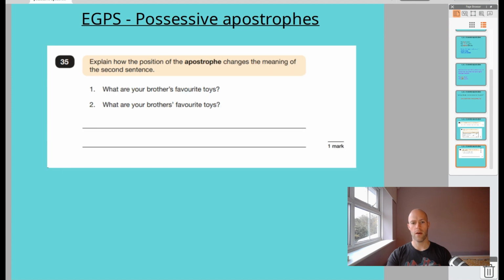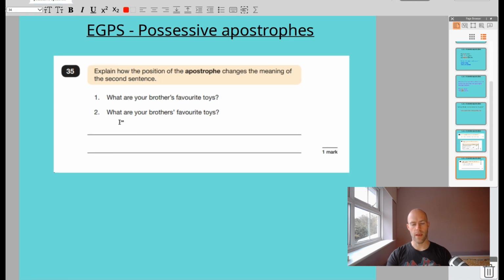I should give myself a mark up there and another mark up there. Well done me. Final one is going to involve some quite specific writing here. So many people get this wrong, even though they know the answer. So look very carefully at this one. It says, explain how the position of the apostrophe changes the meaning of the second sentence. So in sentence one, it says, what are your brother's favourite toys? And in sentence two, it says, what are your brothers' favourite toys? Same words, but the apostrophe changes it. You need to be specific with this.